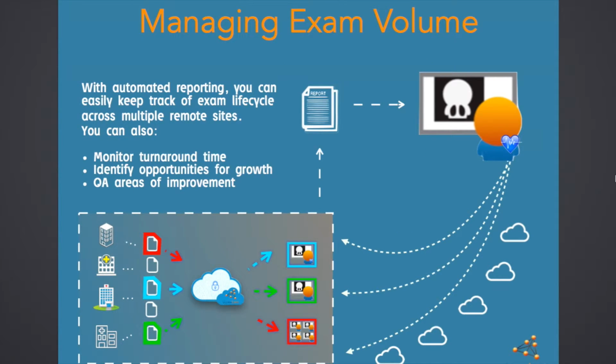As you expand your reach and begin adding exam volume from multiple remote sites, it's going to become even more important to effectively manage that volume. With automated administrator reporting, all the data is in front of you, and you can ensure that the exam lifecycle is streamlined. You'll be able to monitor your turnaround time, identify opportunities for growth, such as by adding on new modalities, maybe buying a new ultrasound machine. You'll also be able to QA areas of improvement. You can schedule overreads or have quarterly reviews. That way, you can continue to grow and offer your professional services to more remote areas as you go on.